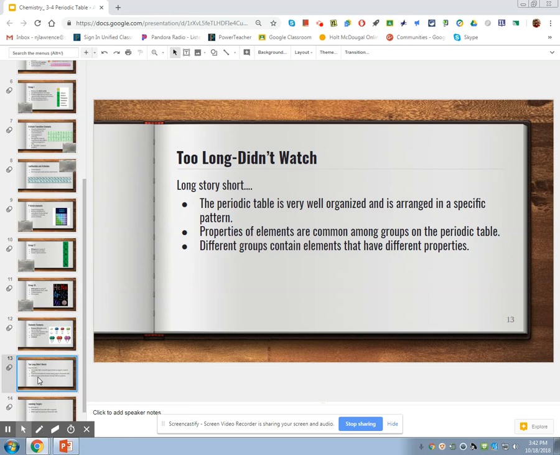And so again, that's the video. The periodic table is very well organized. It's very intentional in the way it's organized, and it's organized in a specific pattern. This is that periodic law idea that it's organized by pattern to show its properties. And the properties of elements are common among their groups. So if an element's in the same group, it's going to have very, very similar properties, very, very similar reactivity, and exactly the same number of valence electrons. And then different groups of different elements contain different properties. That's why the noble gases are very stable, and the halogens and the alkali metals are very reactive.